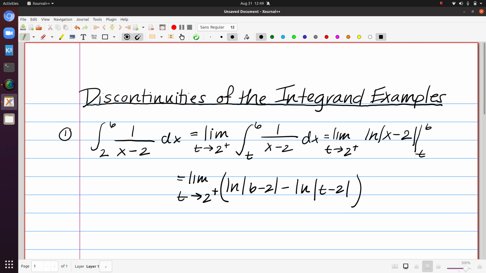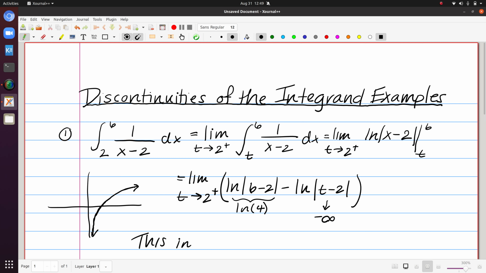Now the first part is natural log 4, which is not problematic. And here I'm letting t approach 2 from the right. So we're looking at the natural log of positive values where those values are approaching 0. So thinking of a sketch of the natural log function, we're essentially traveling along this graph toward 0 from the right. And I can see that that part is going to approach minus infinity. So because this is not a finite limit, we can say that this integral diverges.